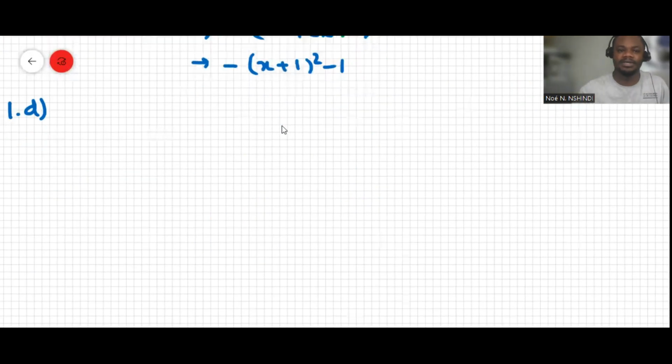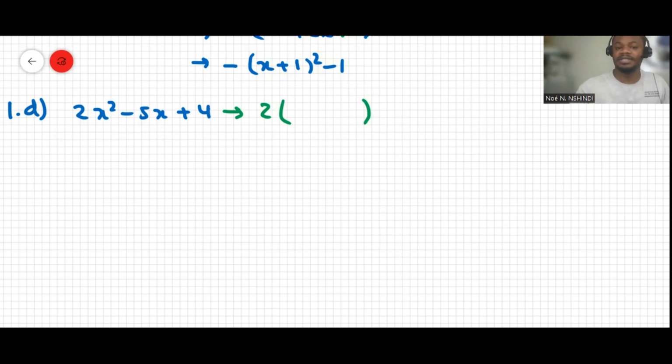1D is like 2x squared minus 5x plus 4. Same thing. I need to get rid of the coefficient 2 of the x squared. So I'll take 2 out for common factor. You say, okay, 2 is not the common factor here, but it is if I agree to work with fractions, okay? So that makes x squared minus 5 over 2 x plus 2.